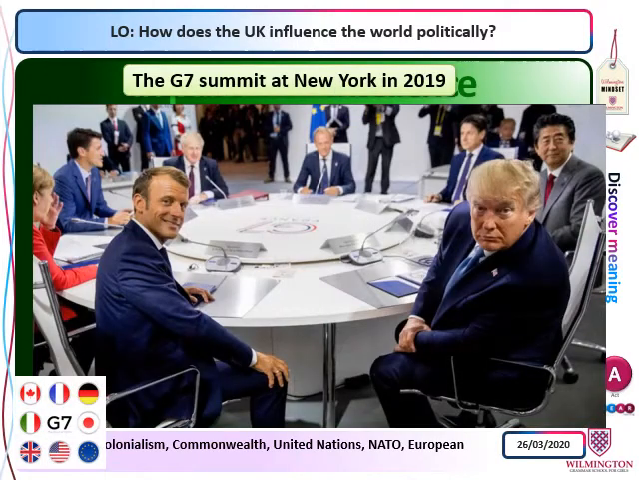Meeting at the G7 summit in New York in 2019. There's good old Macron, cheesy smile. Trump looks pretty unhappy to be there. Abe's pretty happy. This is Giuseppe Conte, Italian. There's Tusk. There's Boris. There's Trudeau. And there's Merkel, who's wiping away a tear of joy at being in this happy meeting.